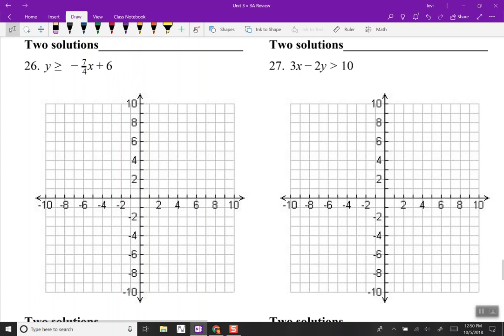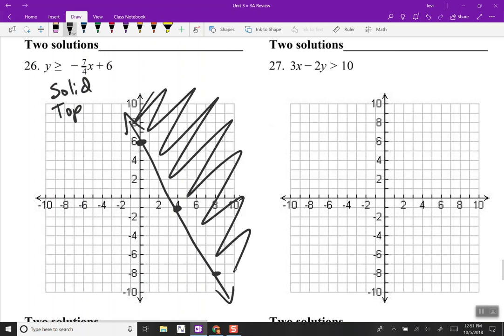This one is first solid line, because we have the equal symbol, and we're going to shade on top. Y-intercept is 6. Slope down 7, right 4, down 7, right 4, and solid line. And the top of this line would be over here. So 2 points, we could have a point here at 3, 6. We could have another point here at 6, 1. There's an infinite amount of points that we could choose.